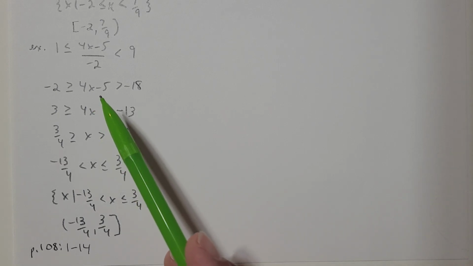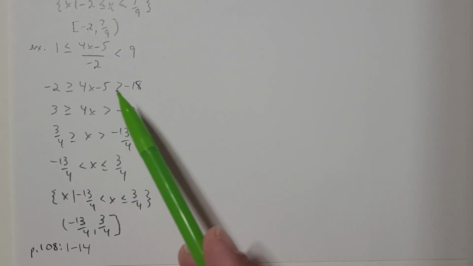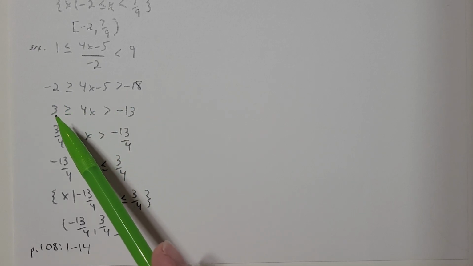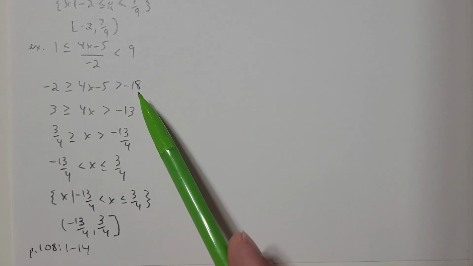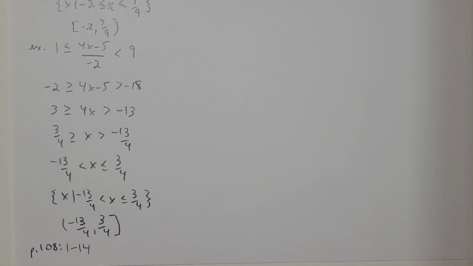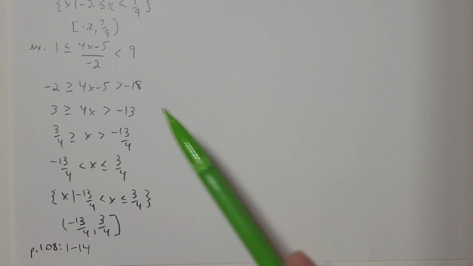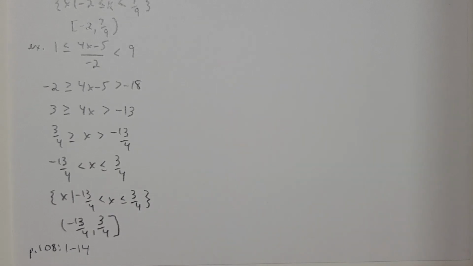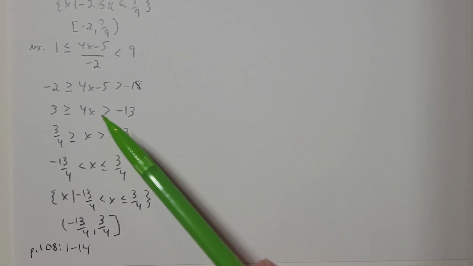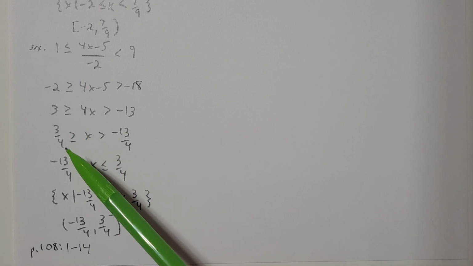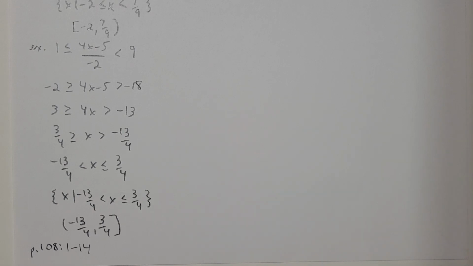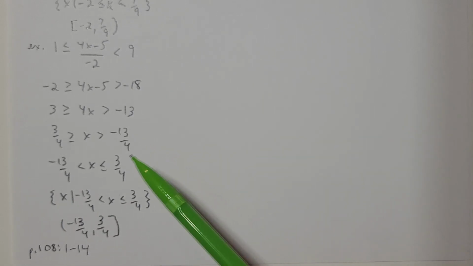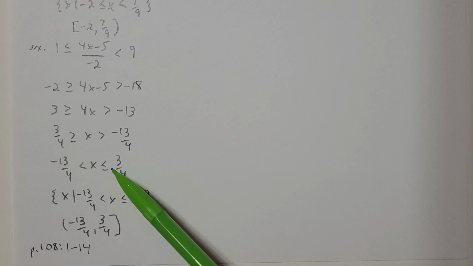So then the next thing, let's add 5 throughout these three parts here. -2 plus 5 is 3. 4x minus 5 plus 5 would be 4x in the middle. And then -18 plus 5 is -13 at the end. Okay, and then divide throughout these three parts by 4. 4 is a positive number, so I don't have to worry about flipping the signs. I have 3/4 greater than or equal to x greater than -13/4. Okay, now I'm going to write that statement as -13/4 less than x less than or equal to 3/4.